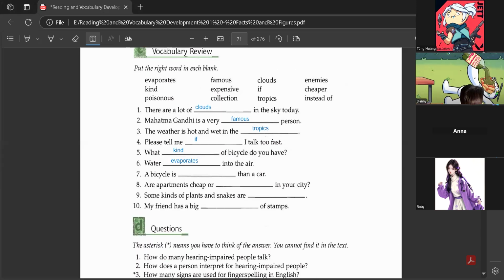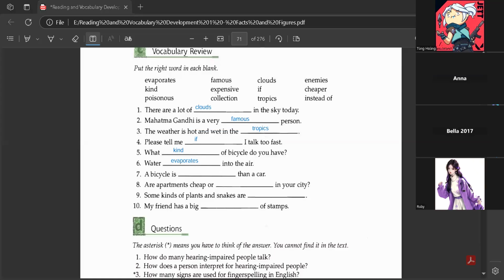Number seven, Bella. A bicycle is cheaper than a car. A bicycle is cheaper than a car. Very nice. What is it? I don't know. Anna, number eight.